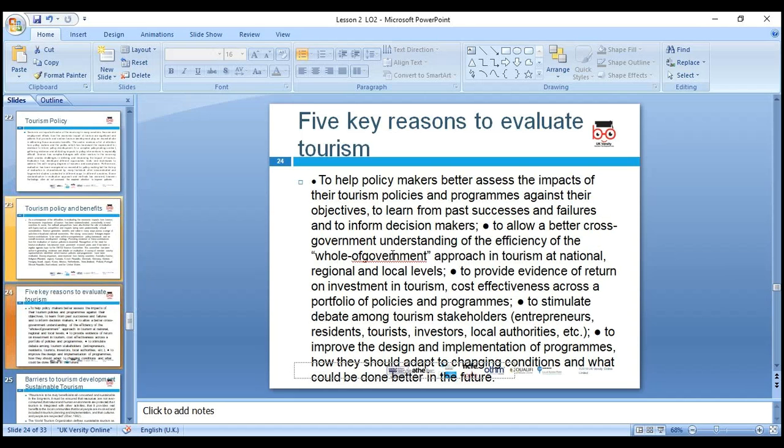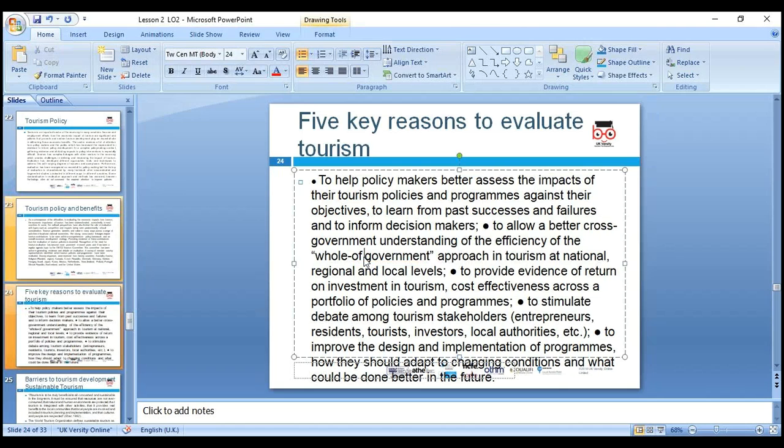Then we can evaluate five key reasons to help policymakers better assess the impact of their tourism policies and programs against the objectives, to learn from past successes and failures, and to inform the decision maker. So if we have information on past policies and what the success rate was, that will help. Past data and information help to make future decisions.